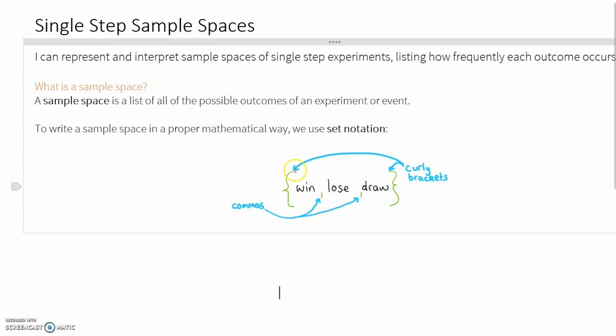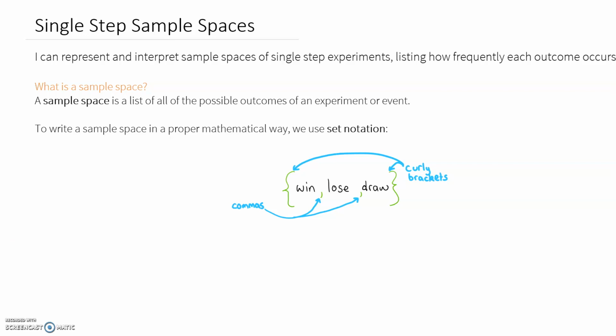And then for a sample space to be written properly, this is where the set notation comes in. So we've put these curly brackets, and those curly brackets mean that that whole group of things is a set. There's a whole group of different outcomes. So that's how we write a sample space. It's just a list of every possible outcome, and we write it in set notation with the commas in the middle and then the curly brackets on the outside. Pretty straightforward so far. Now let's have a look at the frequency of each outcome.